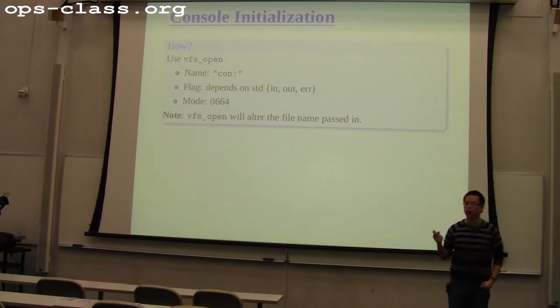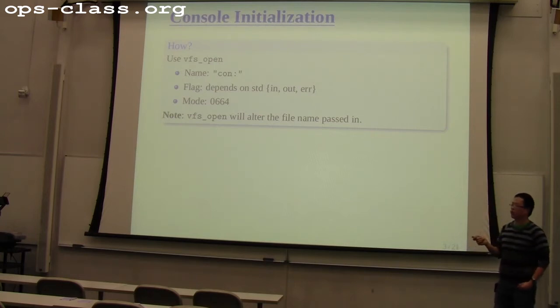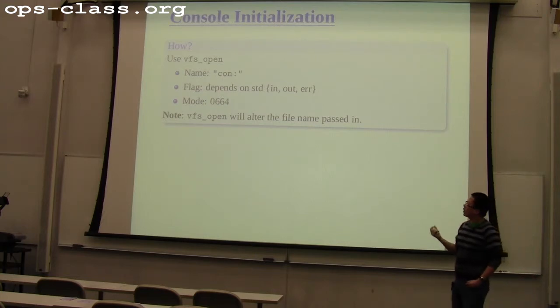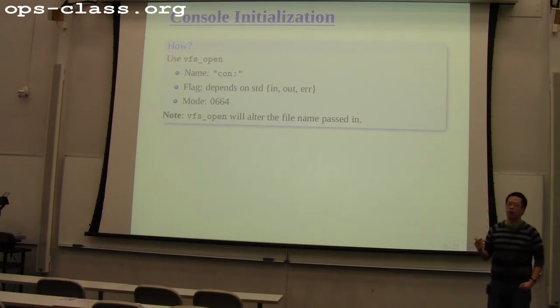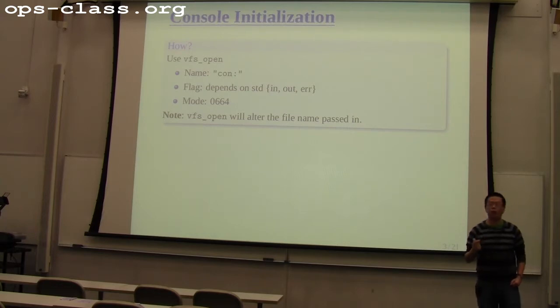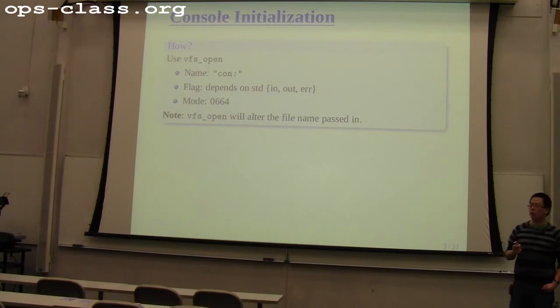One thing to note here, I saw students asking this over and over again: I open the console correctly, stdin opens correctly, but the second time I call VFS open, it fails for some reason they don't know. The reason is that the first argument to VFS open is the file name, and inside VFS open there is some code that actually alters the content of the file name. So after VFS open returns, the file name is no longer con colon. If you call VFS open using that file name again, you won't be able to open the file properly.